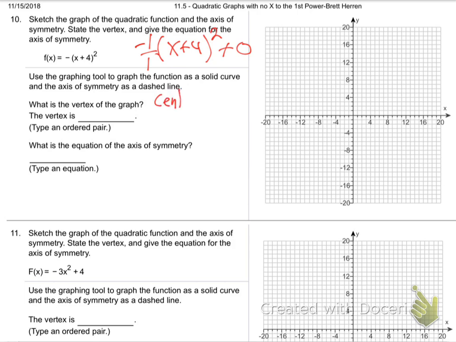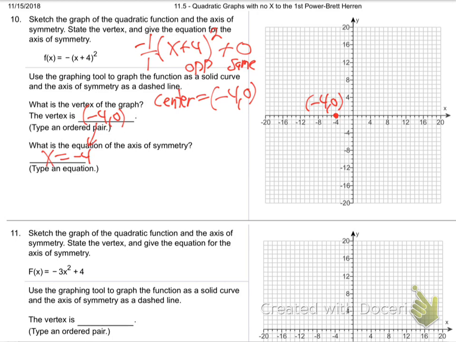Opposite, same. So it'd be negative 4, 0. So that's right here, isn't it? Back 4, up 0. That's the center of the U shape. That's the vertex. And this is x equals negative 4. It's just always the x coordinate. That's the axis that goes right through the middle.